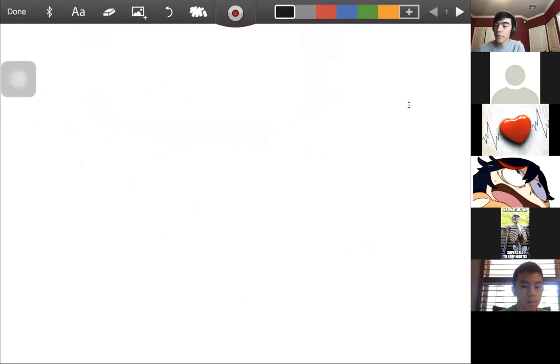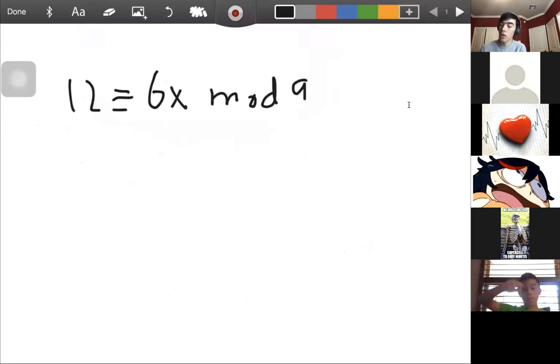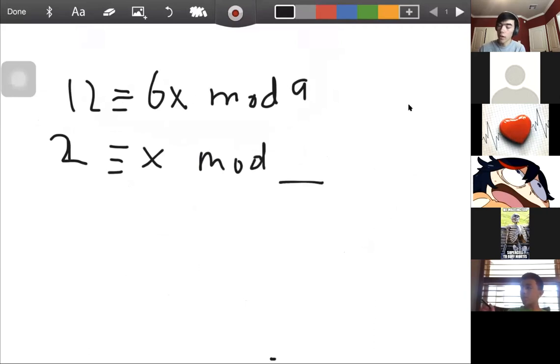So if we have like 12 is congruent to 6x mod 9, we can get that 2 is congruent to x mod something else. Since we divided by 6, we have to find out what the new mod is. Can you guys think of what the new mod is?